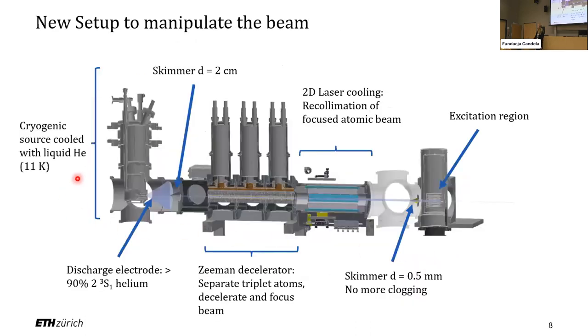So here you can see a cross-section of our vacuum chamber, where we have here the cryogenic source, which is cooled to liquid helium temperature. So we have an initial velocity of 500 meters per second in our atomic beam with the discharge electrode. Then we have a Zeeman decelerator and the laser cooling section. And the Zeeman decelerator not only decelerates our atomic beam, it also separates the triplet component from all the remaining part in the atomic beam. Then we have our laser cooling section, which will be used to refocus the atomic beam, and here the excitation region for the spectroscopy.